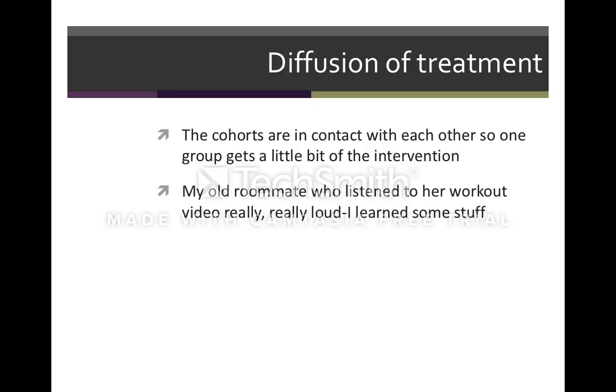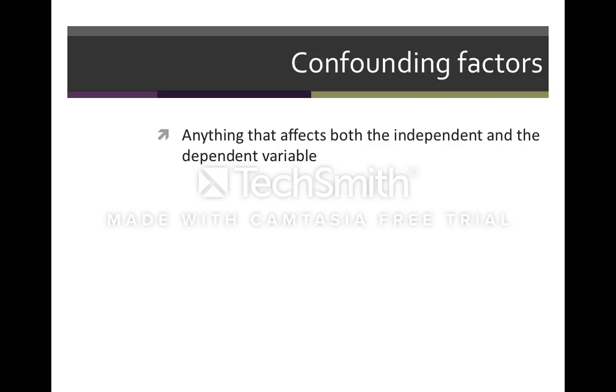So we learned that in order to prevent diffusion of treatment, we had to randomize people not at the individual level, but everyone who lived in a group home would be assigned to either the control group or the intervention group, and everyone who was a member of one social club would be assigned to the same group to prevent diffusion of treatment. And finally, the last kind of bias I'm going to talk about is confounding factors.